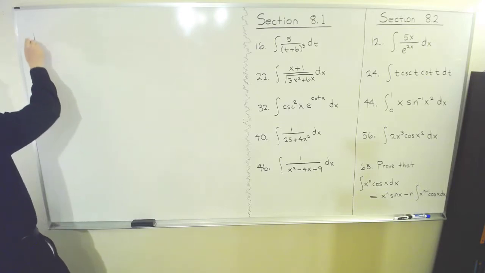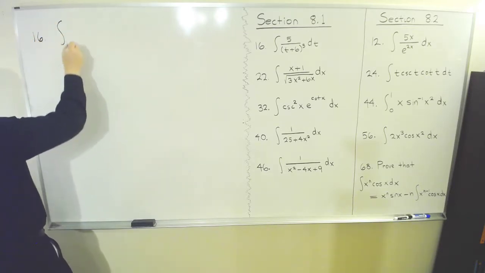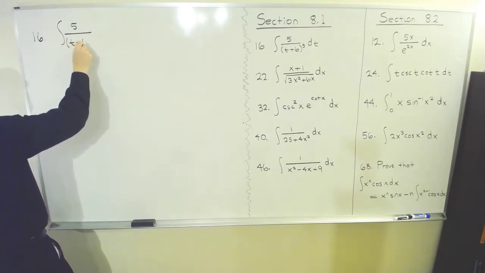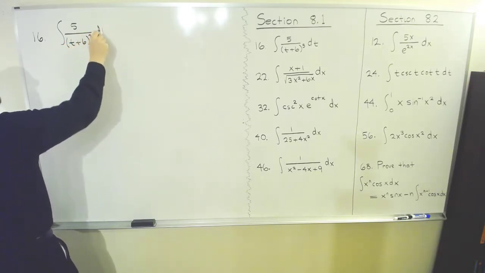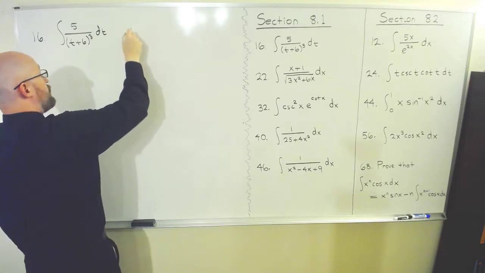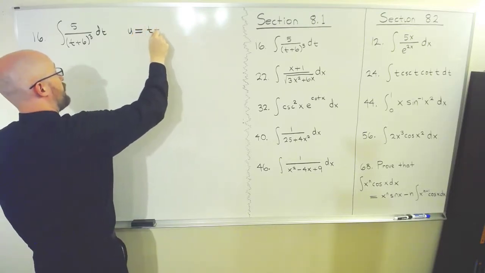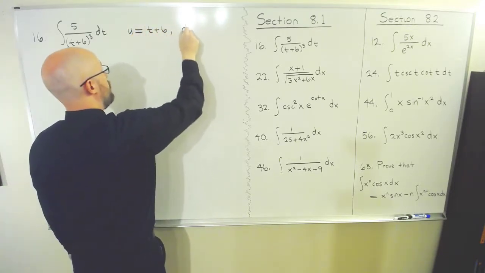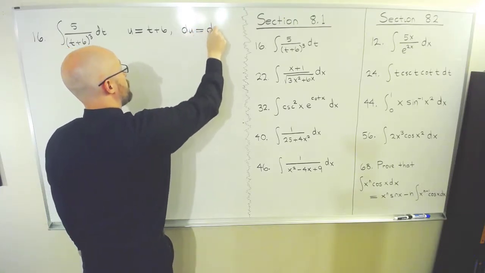So this is number 16. I'm going to rewrite it here first. Integral of 5 over (t plus 6) cubed dt. In this case, a good choice of u is t plus 6, in which case du is just dt.